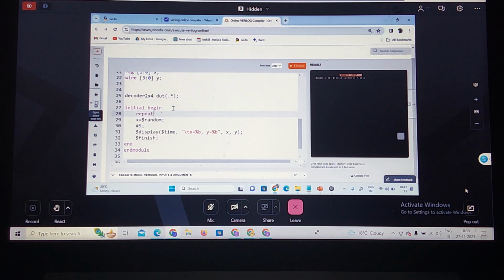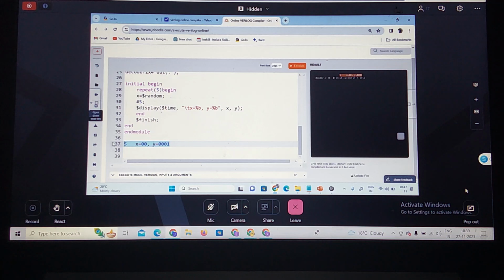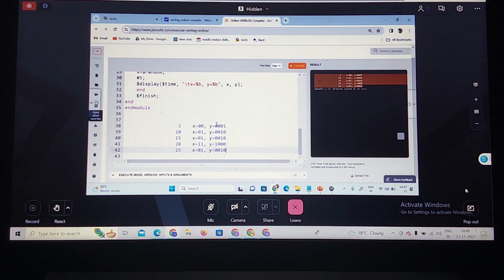Repeat a fixed number of times, 5. Begin, then end, and after that finish. Now let us run this five times. Now you can see this is working as a decoder. 0, 0 decodes as 0, 0, 0, 1. 0, 1 means 0, 0, 1, 0. 1, 1 means 1, 0, 0, 0. So 0, 1 means 0, 0, 1, 0.